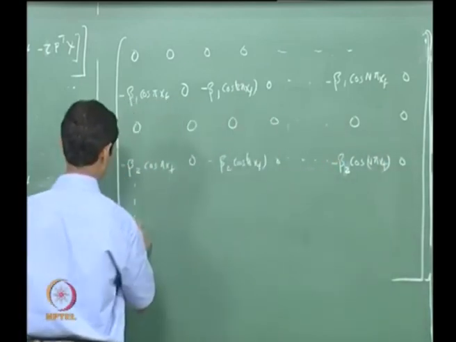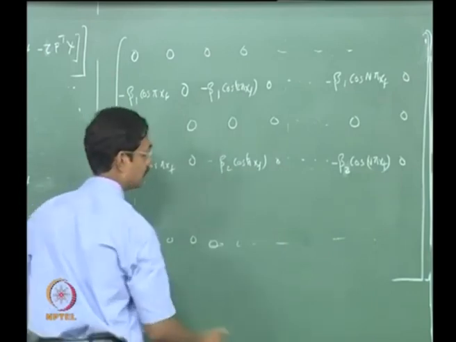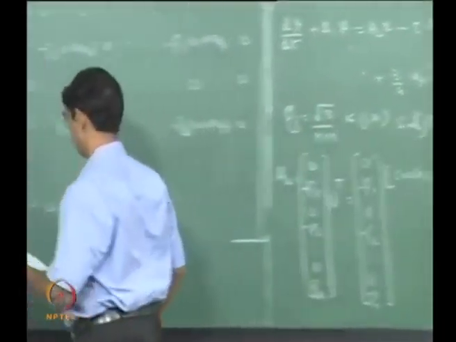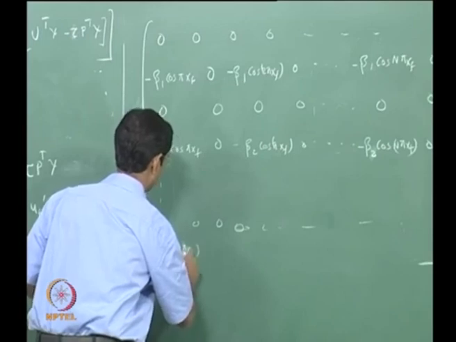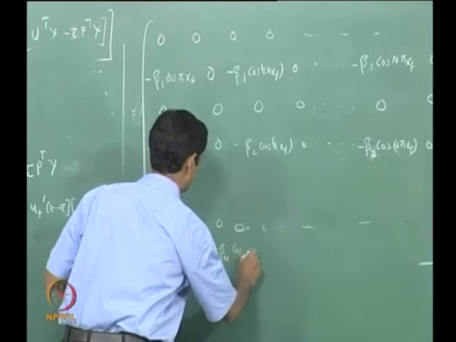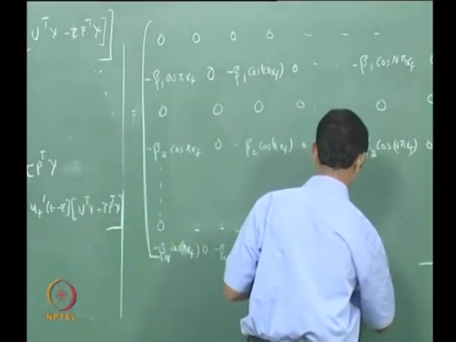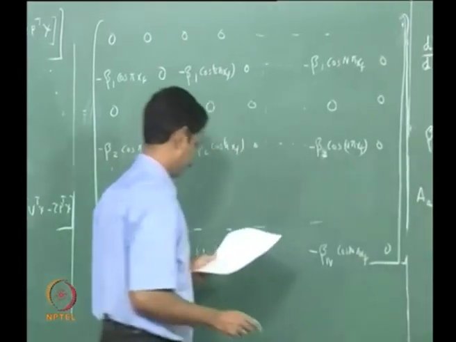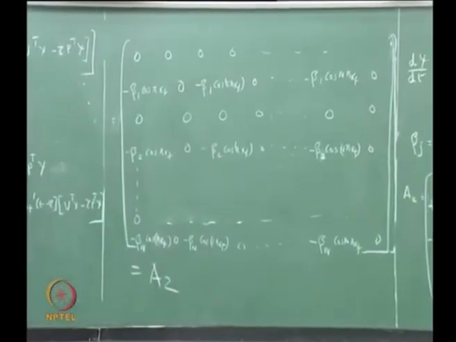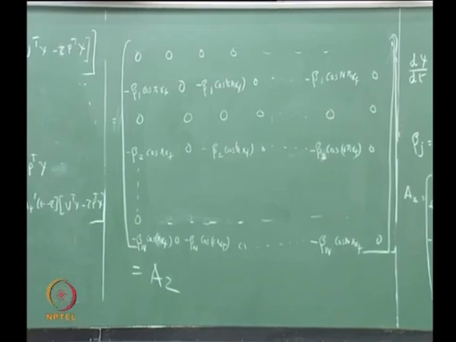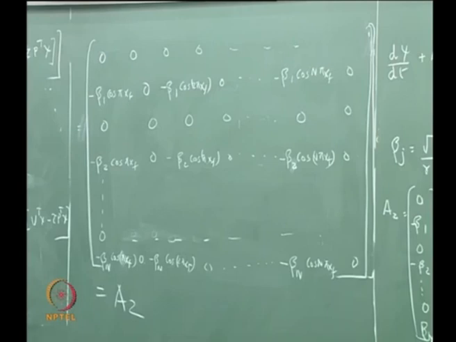Zero, and then you come down, you have one row of 0, then you have minus beta n, this multiplies this, this multiplies this, this multiplies that, cos pi xf, 0, minus beta n cos 2 pi xf, 0, just 0. So this is our A2. Any problem with this? We will try to do A3 also.